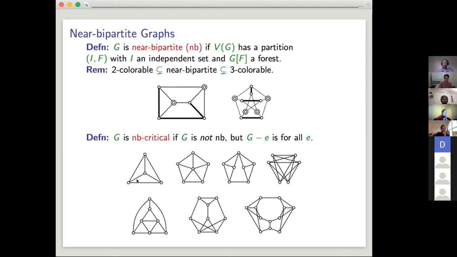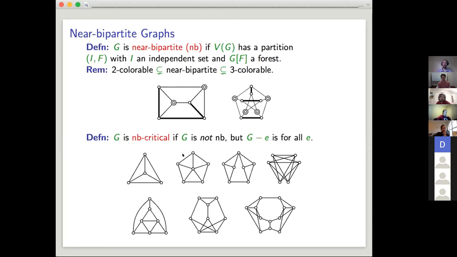So sort of the easiest one to look at is K4. The chromatic number is 4, so it's certainly not near bipartite, because near bipartite is a proper subset of 3-colorable. But K4 is edge transitive, so there's only one edge you can consider deleting, and let's say it's this one. If you were to delete this edge, then you could make this vertex be I and this vertex be I, and the two vertices at the bottom be F. Okay, so that shows that it is not near bipartite. It doesn't have one of these IF partitions, but if you delete any edge, then it has one.